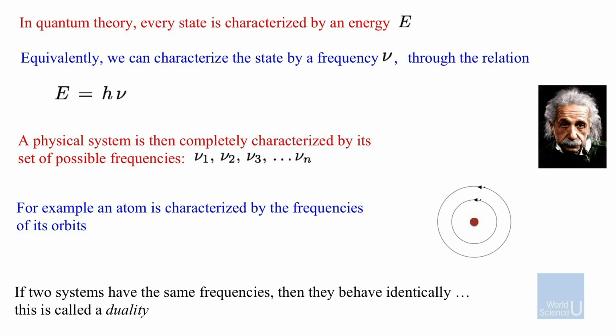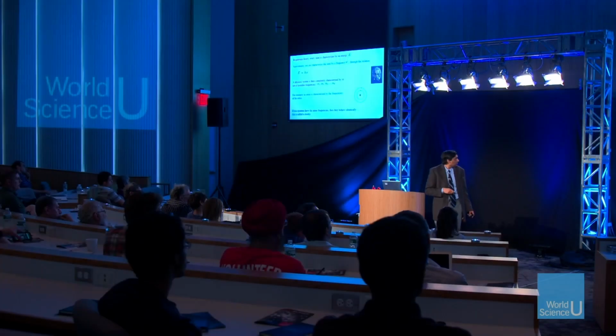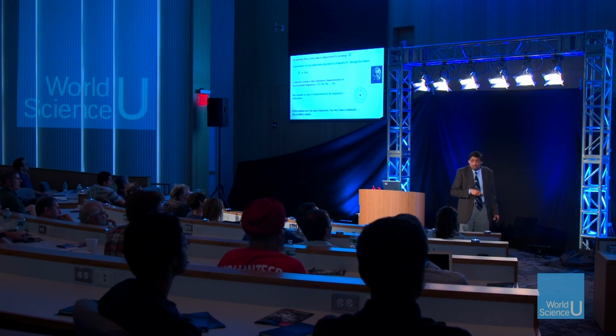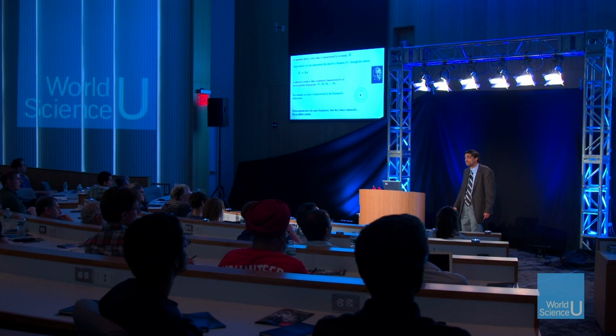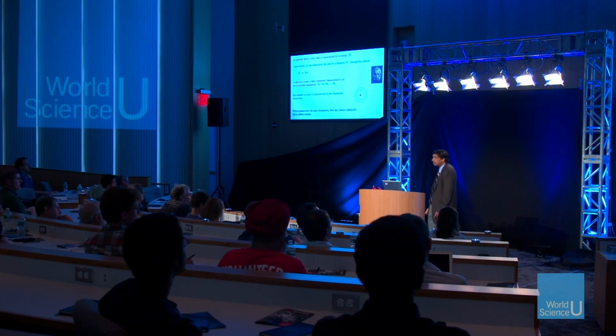Every physical object is characterized by some frequencies. For example, an atom is characterized by the frequencies of its various orbits, and what it emits is given by the energy levels, which are given by this formula as the difference between two frequencies of two different orbits. And now, therefore, you can ask the question: if I give you two different systems which have the same frequencies, can you tell the difference? And the answer in quantum mechanics is no.